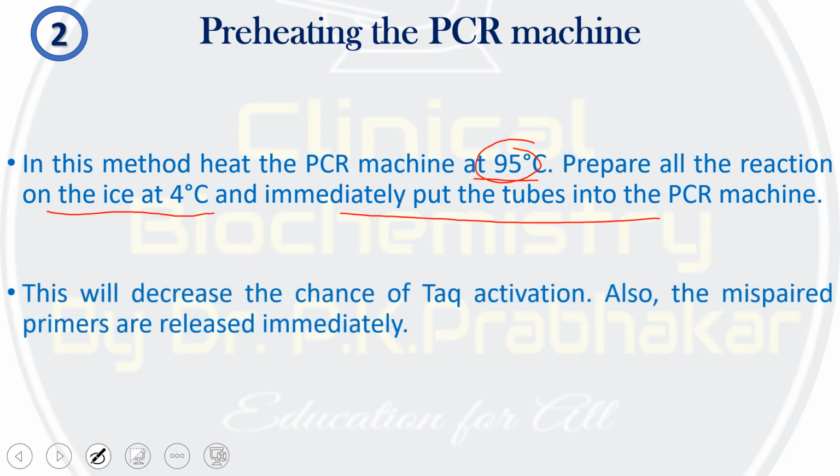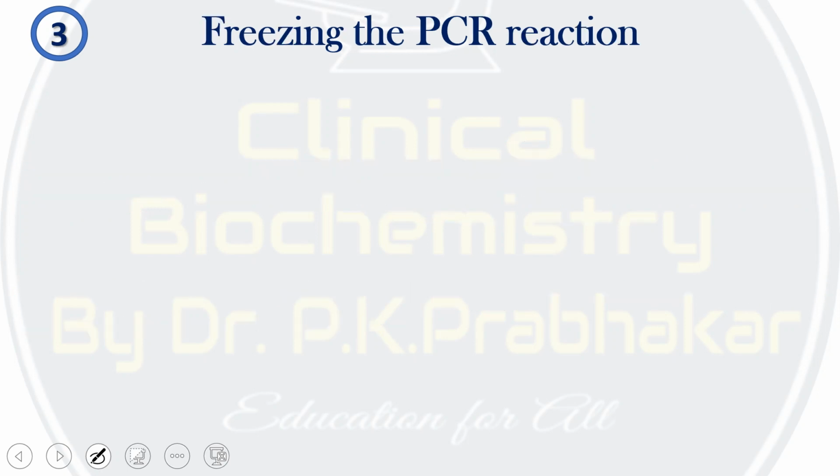So at a normal temperature, this is going to decrease the chances of Taq DNA activation, because Taq polymerase works preferably, or its optimum temperature is above 70. This also releases the mispaired primers immediately. So that is the second one.